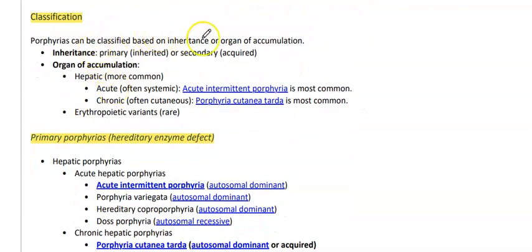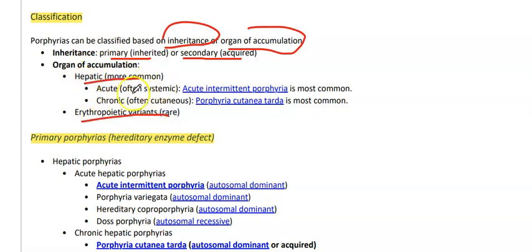Classification: they can be classified on the basis of inheritance or the organ of accumulation. Inheritance: we have primary, which are inherited, or secondary, which are acquired. On the basis of organ accumulation, we have hepatic, which is more common, and the erythropoietic variant, which is rare. In hepatic, we have acute and chronic. Acute intermittent porphyria is acute, and chronic ones are cutaneous. Acute are systemic. In chronic cutaneous form, porphyria cutanea tarda is the most common, while in acute cases, acute intermittent porphyria is the most common.